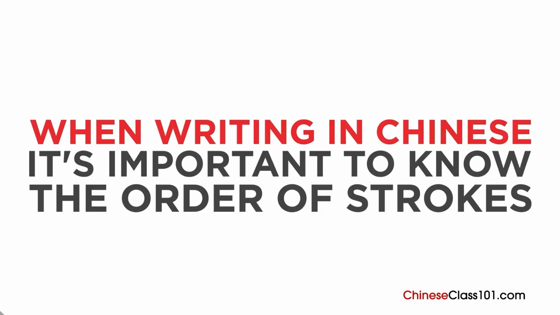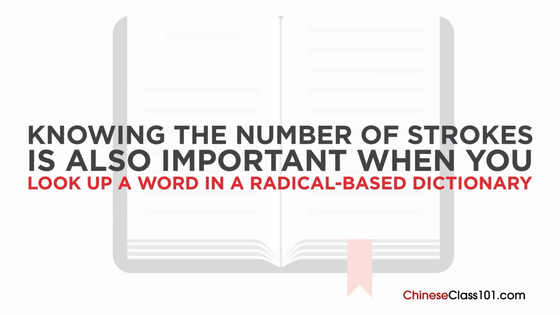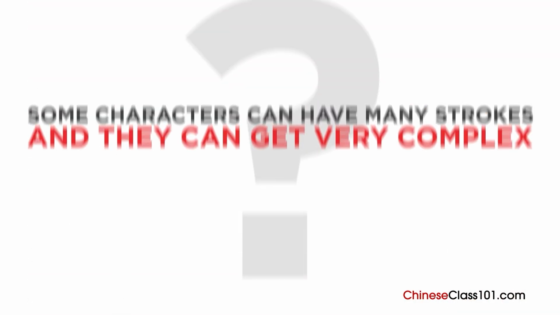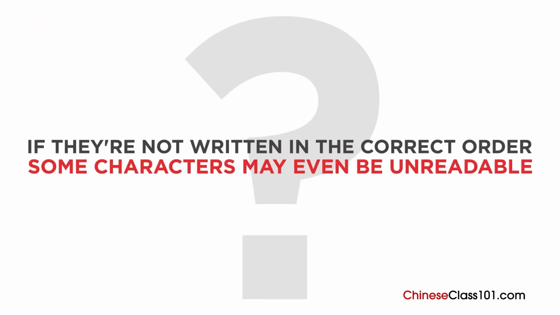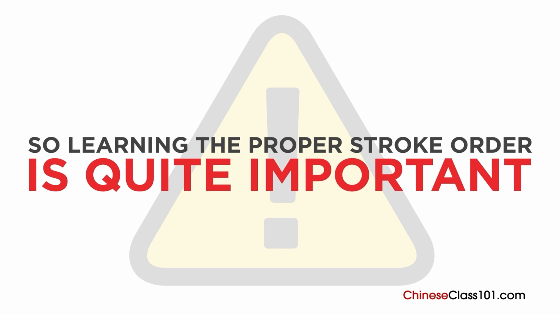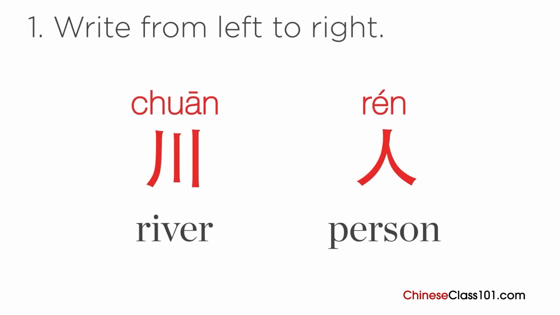When writing in Chinese, it's important to know the order of strokes. Knowing the number of strokes is also important when you look up a word in a radical-based dictionary. Some characters can have many strokes, and they can get very complex. If they're not written in the correct order, some characters may even be unreadable. So learning the proper stroke order is quite important. Remember, write from left to right.